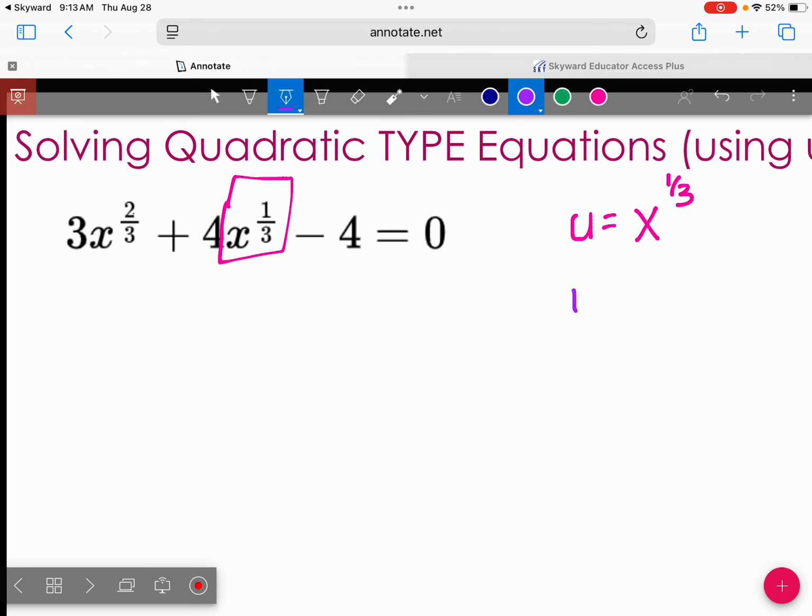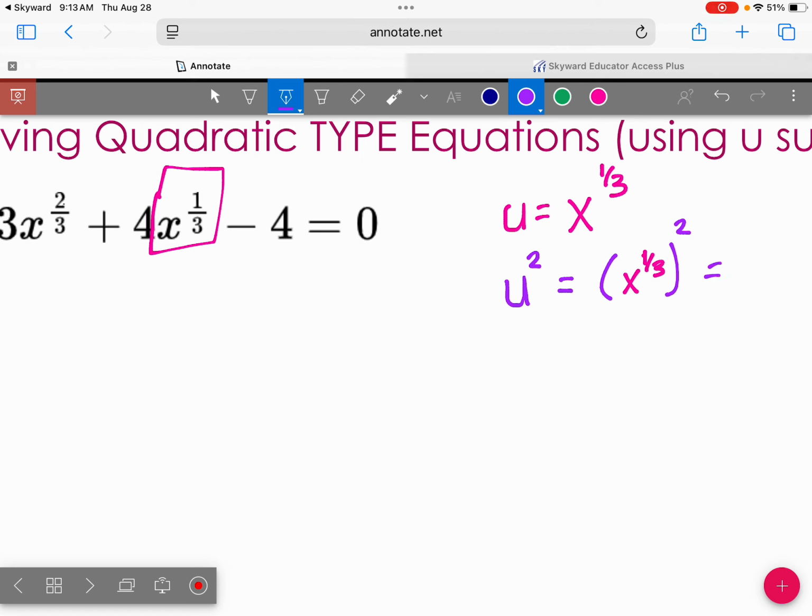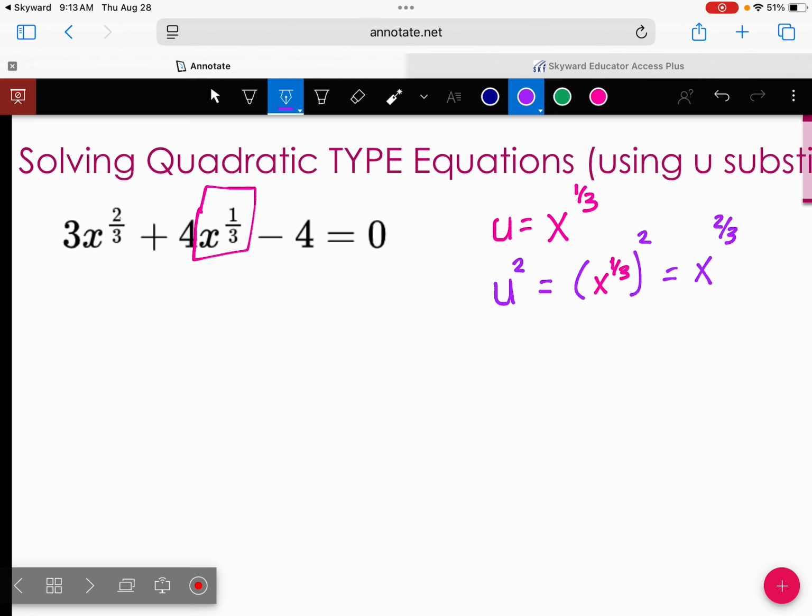And then we should have that our u squared, which we know is going to be our x to the 1/3, which is our u, squared, should equal, when we have powers raised to powers, we multiply them. 1/3 times 2 gives us x to the 2/3. If it was 1/3 times 1/3, so if it was 1/3 squared, then it would be 1/9. But when we have powers raised to powers, we multiply them together.